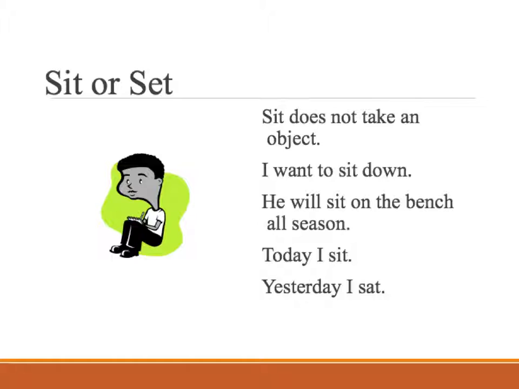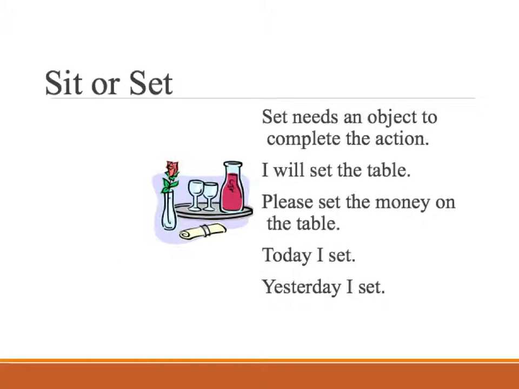Next we have sit or set. These two verbs work about the same as lay and lie. One receives an object, needs an object, and one doesn't. The word sit does not need an object. I want to sit down. He will sit on the beach all season. Today I sit, yesterday I sat. I have sat. No object. Set needs an object to complete the action. I will set the table. What am I going to set? Table. That's my object. Please set the money on the table. What are you going to set? Money. All right, so today I set the table. Yesterday I set the table. I have set the table all week.